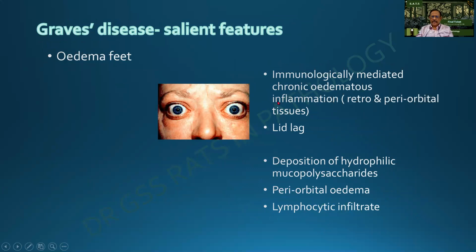Coming back to pathology as such. It is an immunologically mediated disease and there is a chronic edematous inflammation in the retro- and periorbital tissues that leads to proptosis, or the projection of the eyes. There is a lid lag. Whenever one looks down, you find that the lid lags behind. And why is there this projection? It is because of the deposition of hydrophilic mucopolysaccharides in the periorbital and retroorbital tissues. There is also an edema, and there is a lymphocytic infiltrate. All three may be contributing to this projection.